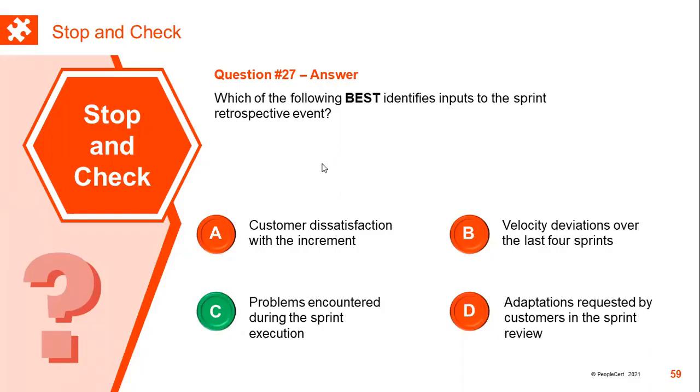Note that in this question and some of the previous questions, the key word in the question is best. While there may be a couple of options which may appear close to each other as the correct answer, we have to pick the best one. So in this case, for example, there may be some discussions about the velocity deviations in the last 4 sprints in a sprint retrospective, and that could be an input. The input could be the velocity of the previous sprints and a deviation chart, for example, which may be discussed. However, the main input would have to be the problems encountered during the execution, based on which certain lessons may be learned and some improvements can be made.